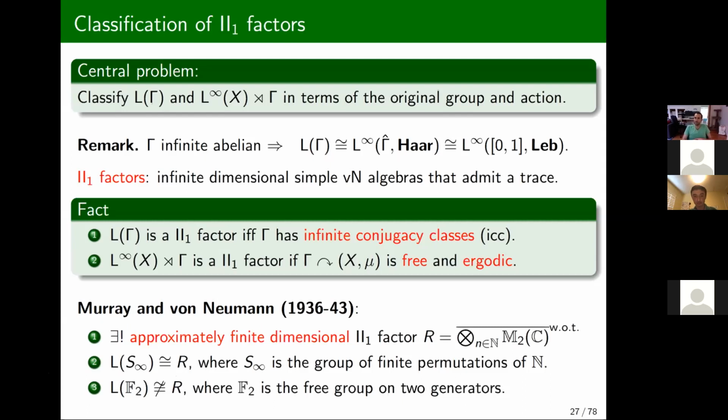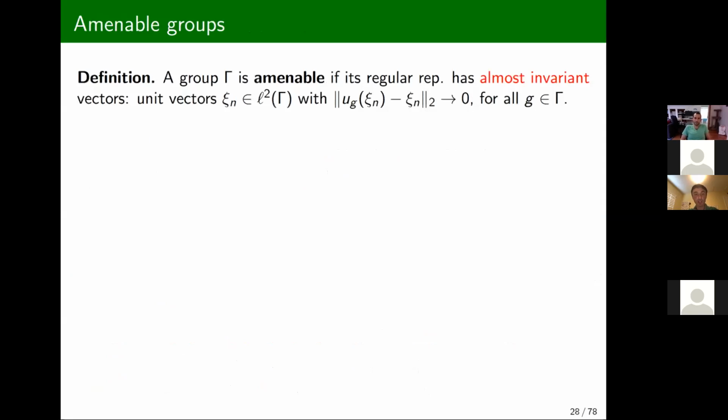All right, if not, let me go ahead and recall the definition of amenability. This is a notion also due to von Neumann. A countable group Gamma is amenable if its left regular representation has almost invariant vectors. This means that there is a sequence of unit vectors psi_n in little l2(Gamma), such that asymptotically U_g applied to psi_n is equal to psi_n.